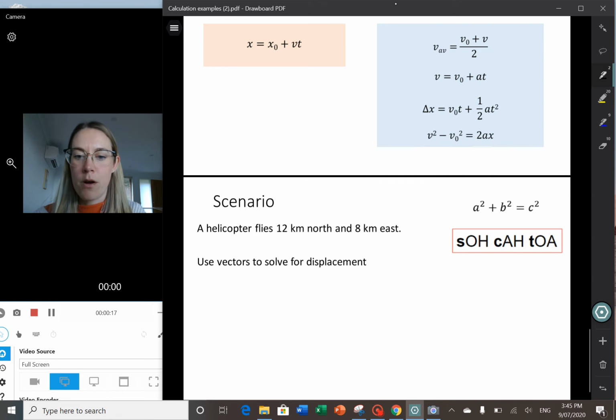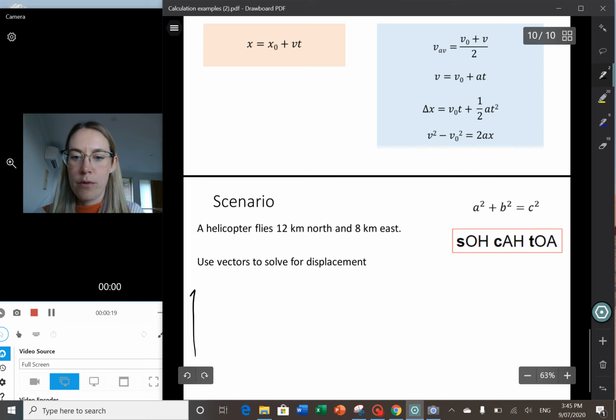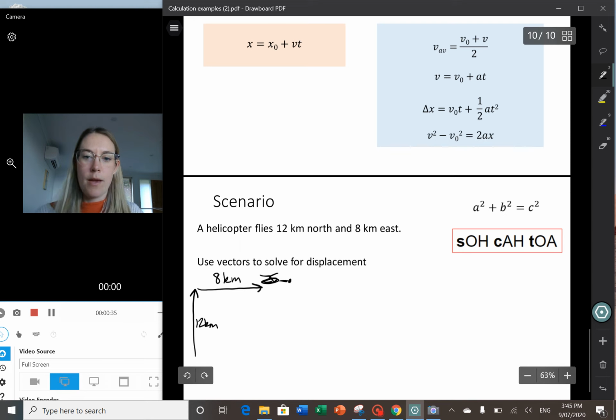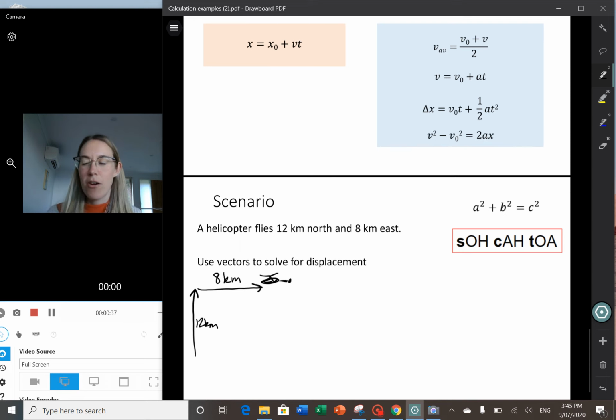I've got my north is this way, so this is 12 kilometers. East is this way. This vector is 8 kilometers. And I'm going to draw a little helicopter here. A little tail, something like that. Okay, and we're simply going to use trigonometry to solve this problem.